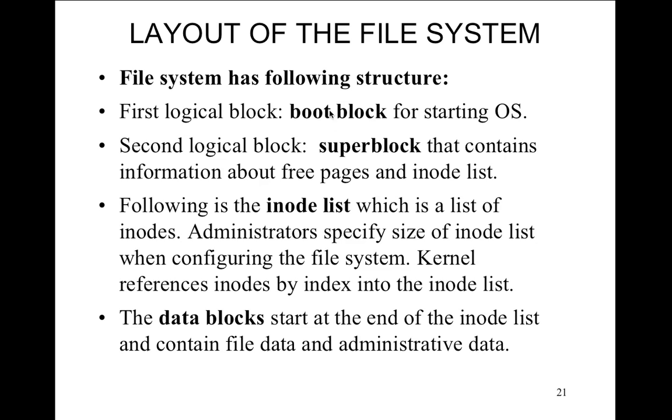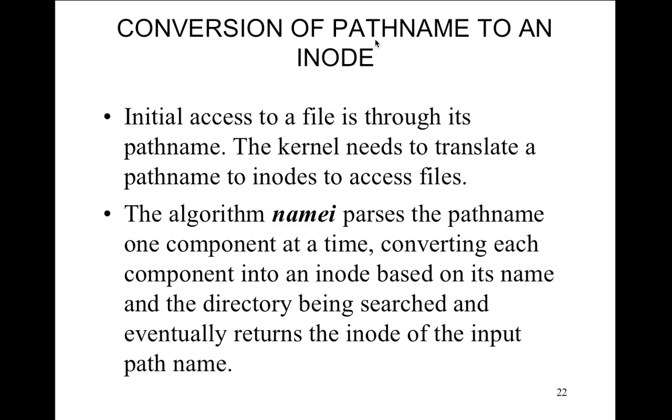So the kernel references the inodes by an index into the inode list, the pointer list. The data blocks start at the end of the inode list, which is the data that we're storing the file systems with. They can contain file data and administrative data as well. Now, the conversion of the path name to the inode. Yesterday I talked about relative and absolute paths, and what you're really doing is traversing the inode list. You're working with the inode list, trying to find where you are, and going relative to that location. You're navigating it.